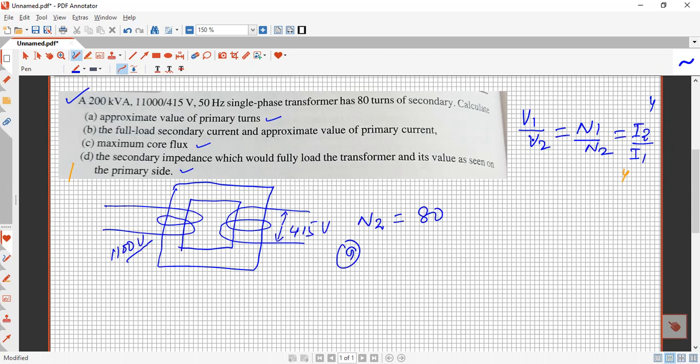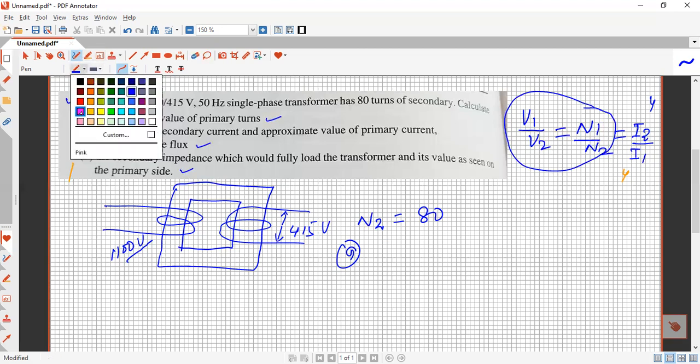But for a practical transformer, the value is slightly different. For calculation purposes, we are assuming that V1 equals E1 and V2 equals E2. So now let us see how to use this formula to find out the value of N1. So you need to use this formula.